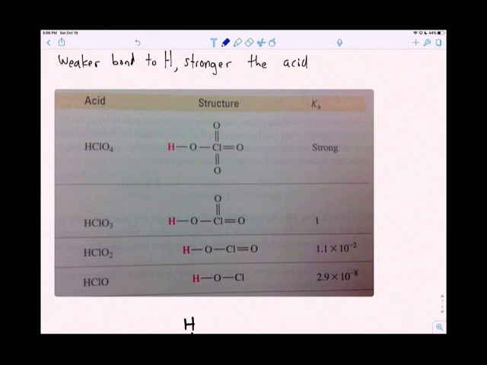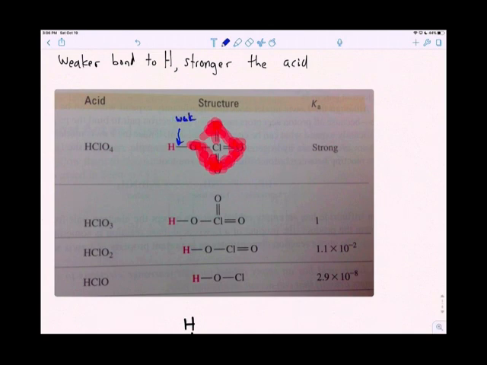Then chlorous acid is slightly higher. Chloric acid is even greater, up to perchloric. Of course, as you keep adding oxygens, it's a strong acid. Why is that? Because these oxygens act like electron sinks. These oxygens are pulling electron density away, and it makes this bond very weak.